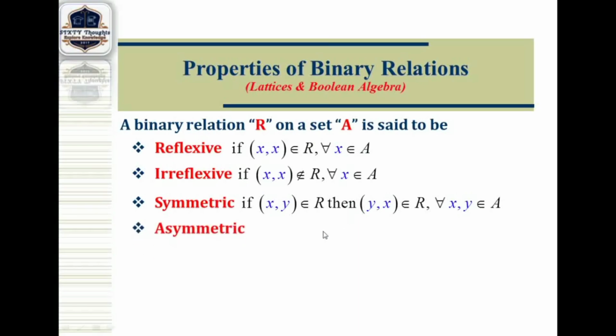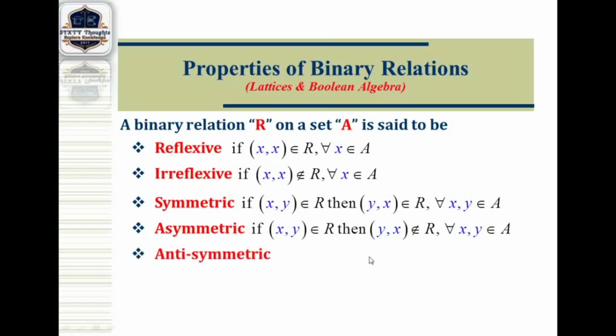Fourth one is asymmetric. Asymmetric means if (x, y) belongs to R, then (y, x) does not belong to R, for all x, y belongs to the given set capital A. Okay, this is called asymmetric.